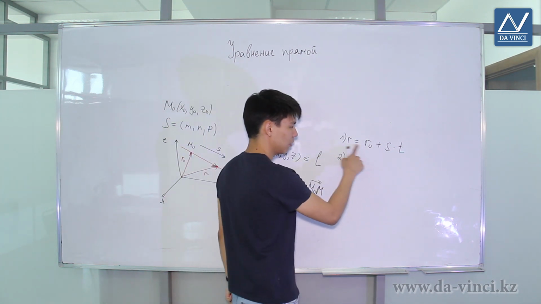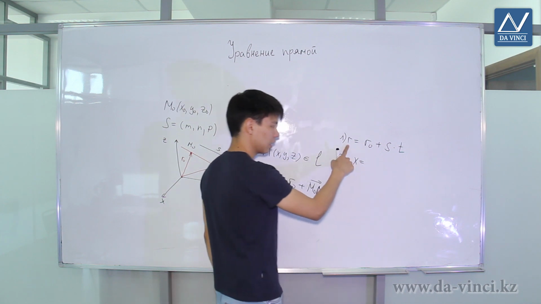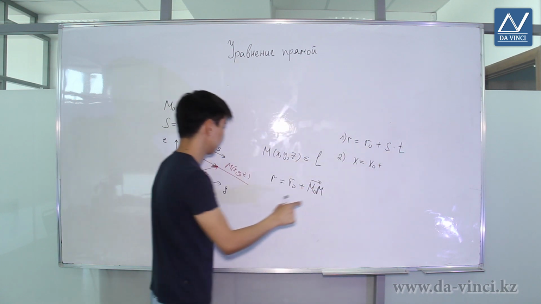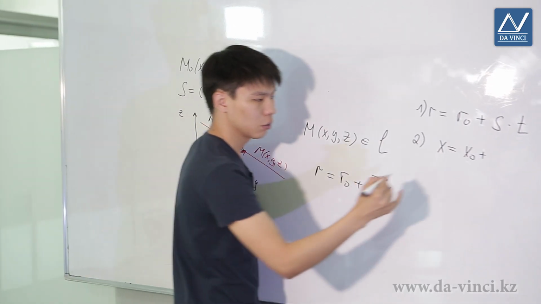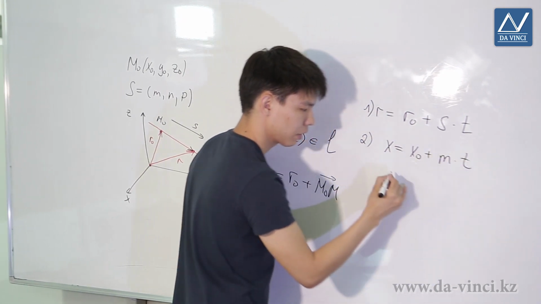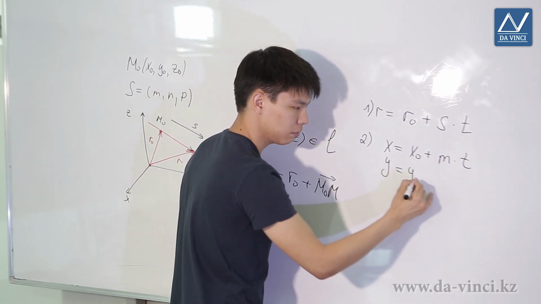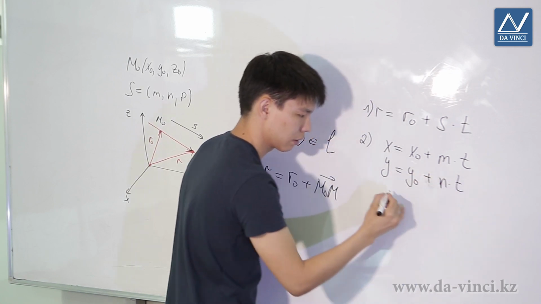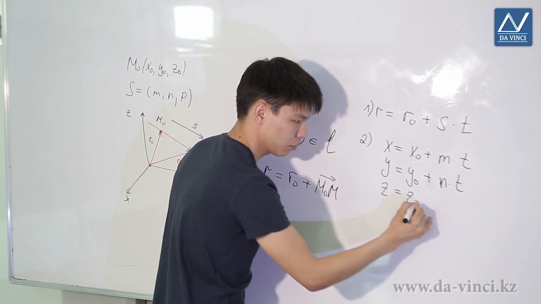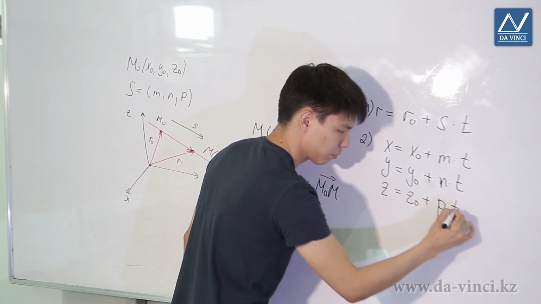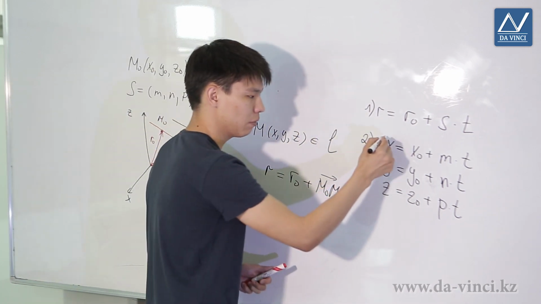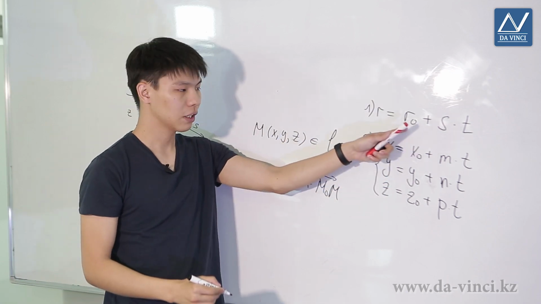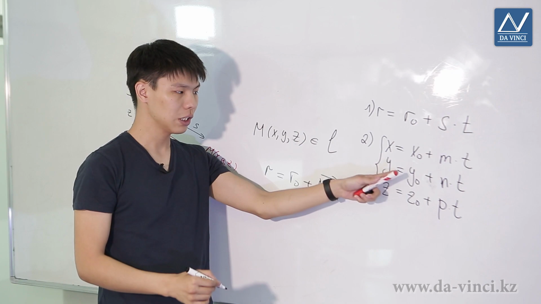Let's express the x-coordinate. The x-coordinate of the vector R will be x0 plus the x-coordinate of the vector S, which is m, that is m multiplied by t. Similarly, the y-coordinate will be y0 plus n multiplied by t. And the z-coordinate is z0 plus p multiplied by t. Now we have the equation of the line in this form. This equation of the line is essentially a written version of the vector equation. This equation is called the parametric equation of the line.